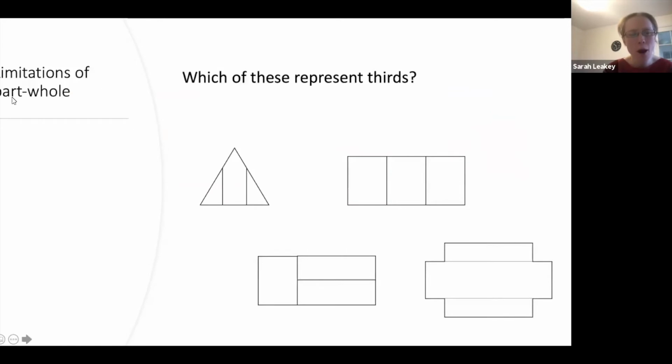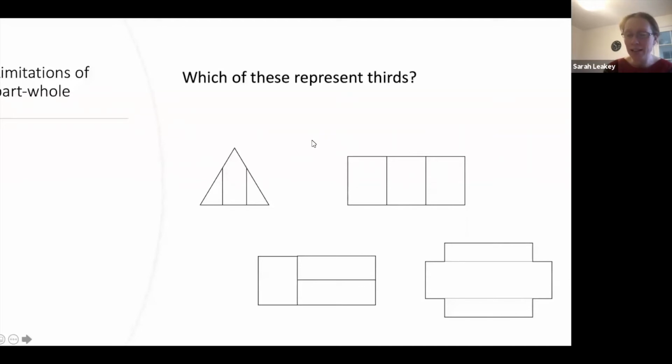So in terms of that part-whole subconstruct, the one that's predominantly explored, particularly within primary schools, what might the limitations be of it in terms of a question like this? Which of these represent thirds? And again, it's quite surprising the number of P7 pupils that will say that all of them represent thirds, because there are 3 parts. So their focus is on the parts.